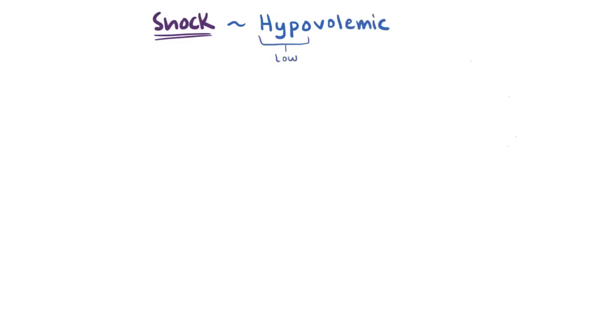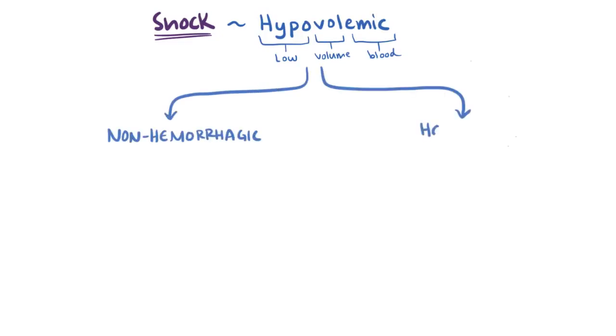Hypo means low, vol refers to volume, and emia refers to the blood. So hypovolemic shock is shock induced by a low fluid volume of blood. And this could be either non-hemorrhagic or hemorrhagic. Non-hemorrhagic means that the loss of fluid volume isn't from bleeding.